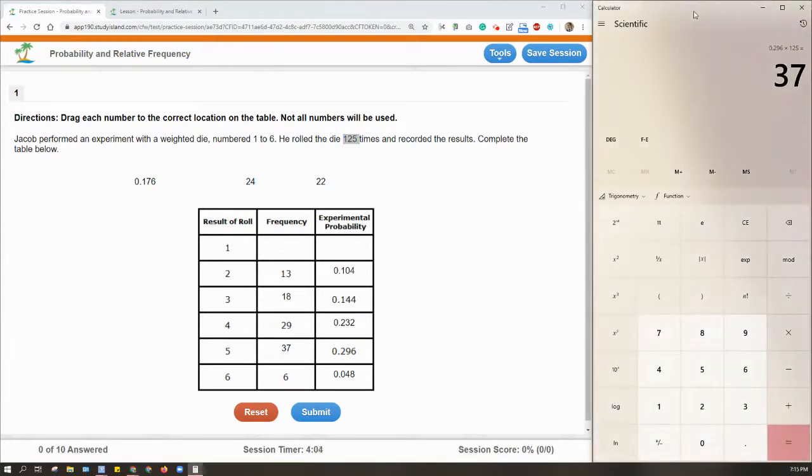So if we start with 125, and we take away all the other ones, minus the 13 times it landed on 2, minus the 18 times it landed on 3, minus the 29 times it landed on 4, minus the 37 times it landed on 5, and minus the 6 times it landed on 6, that leaves us with only 22 left. We've got 22, and there's only one probability left in the selection box, so we can drop that in there. But if we needed to calculate it on our own, it would be simple. 22 divided by 125 is equal to 0.176, and that's what's right there.